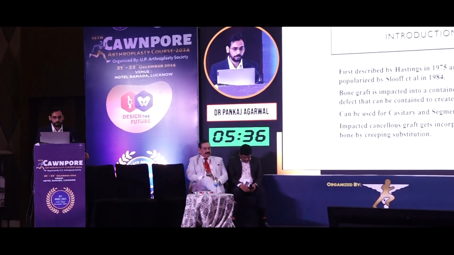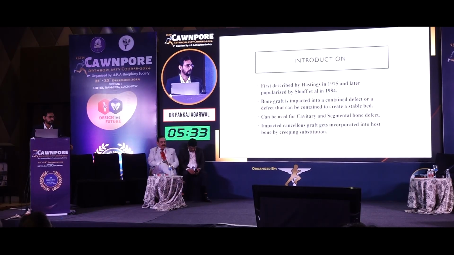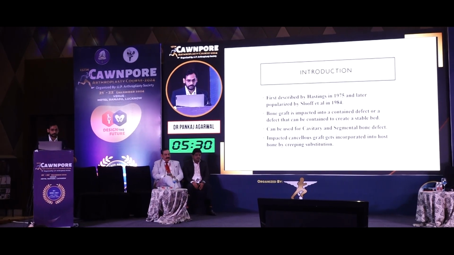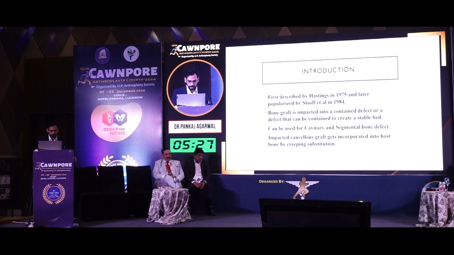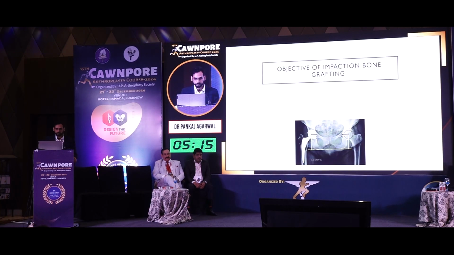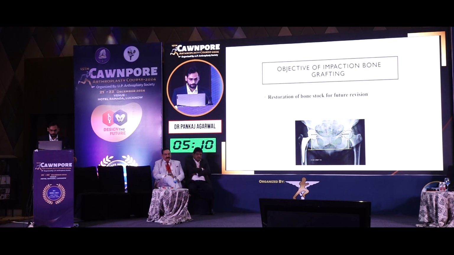So it was first described by Hastings in 1975 and later on popularized by Sloof et al. in 1984. Bone graft can be impacted into contained defects, or they can also be used in defects that can be contained to create a stable bed. It can be used for both cavitary and segmental bone defects, and the graft works by getting incorporated by the method of creeping substitution. So what are the objectives of impaction bone grafting? To restore the bone stock for future revisions, especially important in younger patients, restoration of the anatomical hip center, and to provide a stabler component.